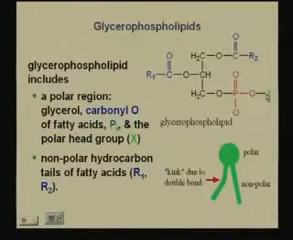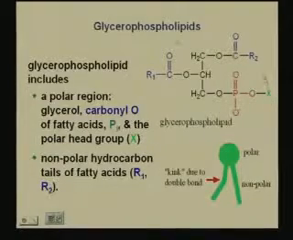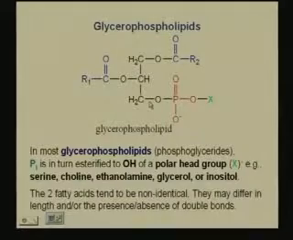Now, what can I change here? I can change type R1, I can change R2, I can change X. In that, I will be changing the complete type of glycerophospholipid that I have, and we are going to see how we can do that. Okay, so this is our structure.